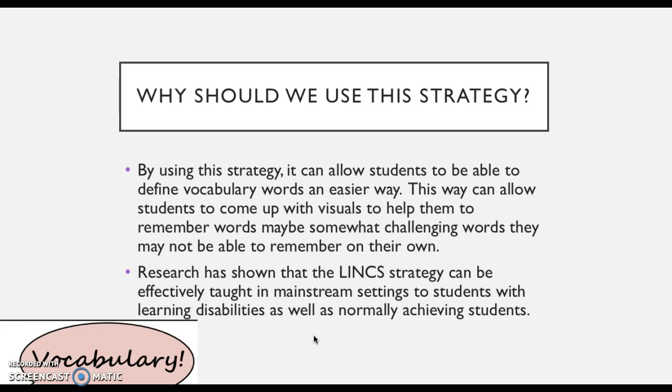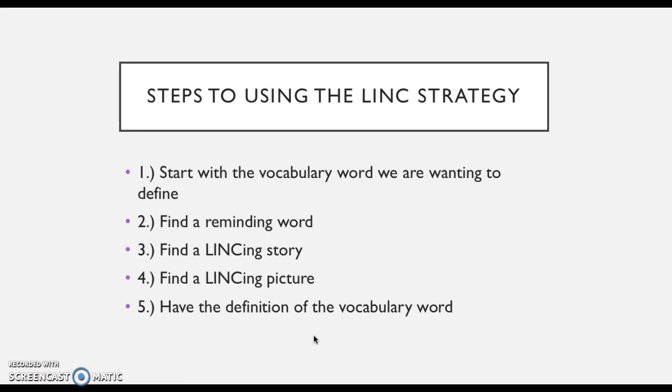Research has even shown that the LINCS strategy can be effectively taught in mainstream settings to students with learning disabilities as well as normally achieving students. I think that is very important to know because not only will this strategy help with general education classrooms, it can also help in special education classrooms.